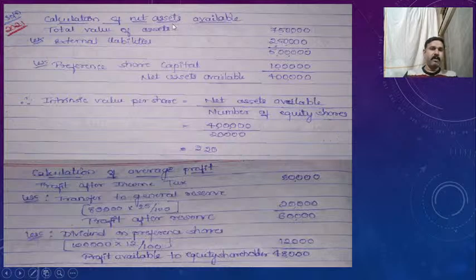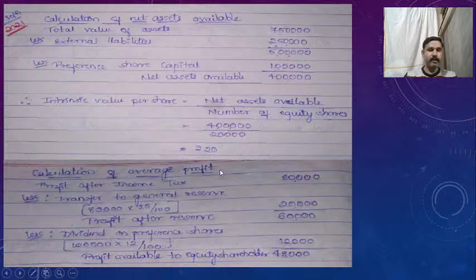Calculation of net assets available: total value of assets 7 lakh 50 less external liabilities, then preference share capital, net assets available is 4 lakh. So intrinsic value per share, net assets available divided by number of equity shares, 4 lakh divided by 20,000, 20 rupees is the intrinsic value per share.